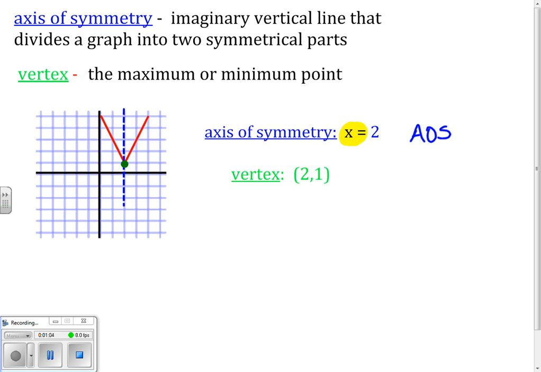It divides the graph into 2 equal parts, kind of like a mirror would if you were looking at it. So if you look at that graph, that blue dotted line is the axis of symmetry.